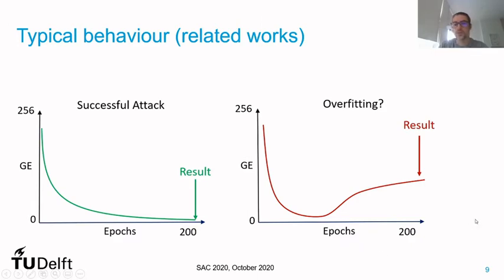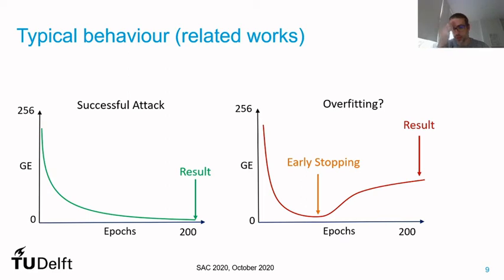But the scenario can also be a bit different. Let's say you train the network, and what you get is a slightly higher guessing entropy at the end. But if you were able to see the guessing entropy evolution during the training phase, you would see that sometimes it decreases quite fast, maybe converging to guessing entropy 0, but then after some amount of epochs it starts to increase again. This means that in this scenario you can have overfitting of your neural network.